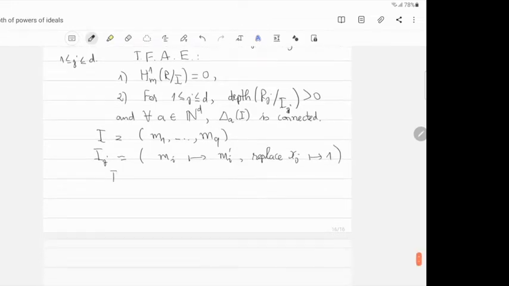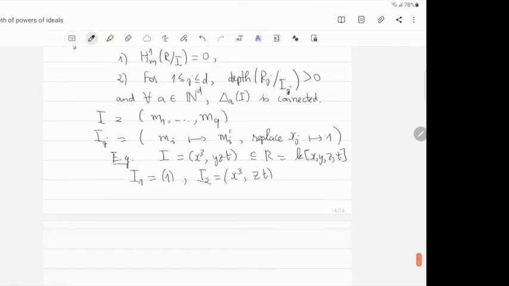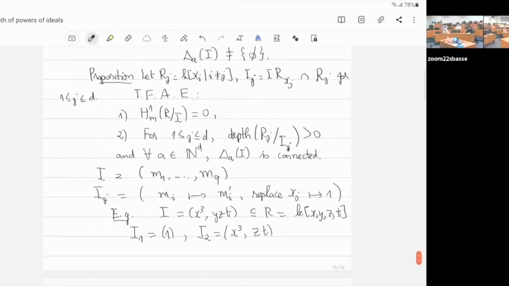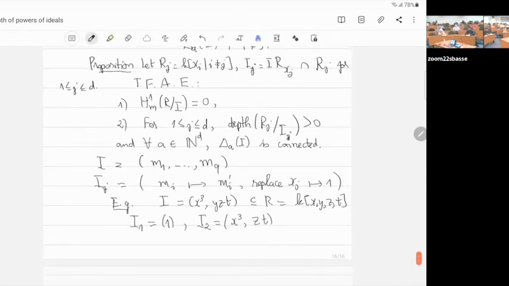So for example, if you have this ideal from the last time, then I1 would be the ideal you get by replacing x by one. So it is the whole ring, right? I2 is the ideal you get by replacing y by one. So you see x cubed, z, and so on. Now, when we take the intersection with R xj, so this is the direct way of computing Ij, right? Yes.